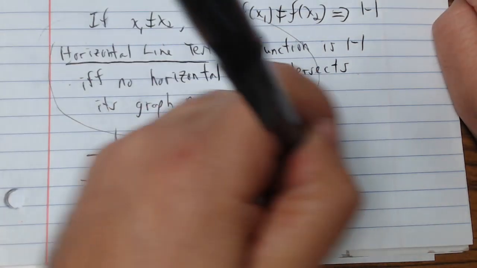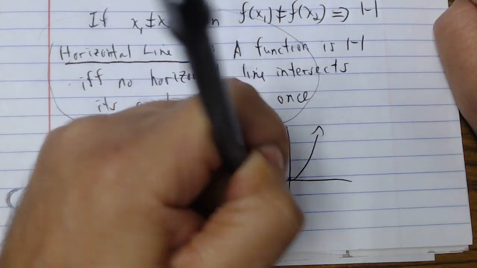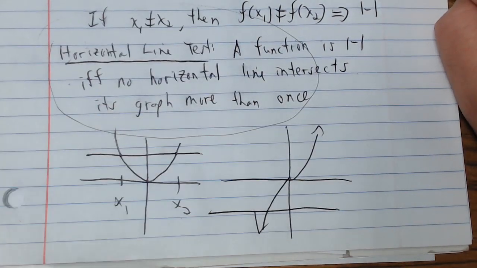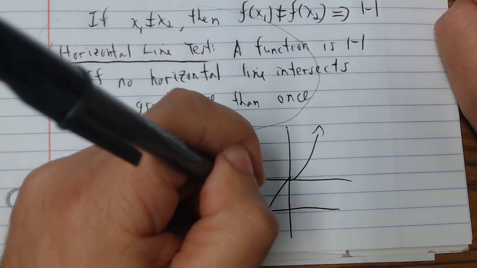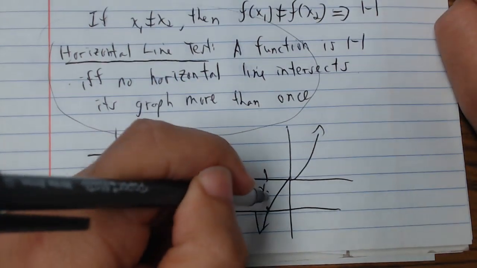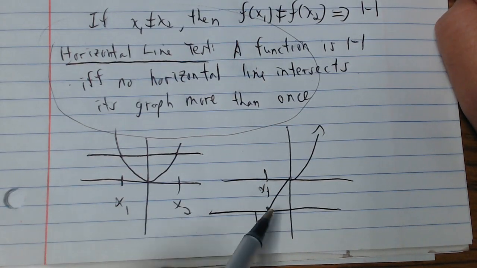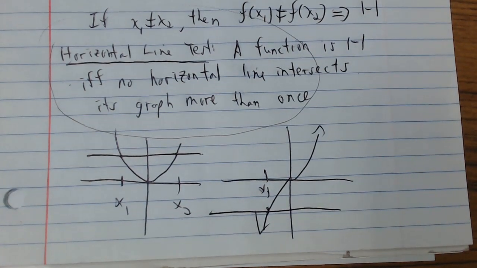Whereas if I have a cubic function, notice how each horizontal line I draw has only one x value that satisfies that y value. So notice how the only x value that will produce this y value is that one and only that one, and therefore this is one-to-one. Okay, so moving on.